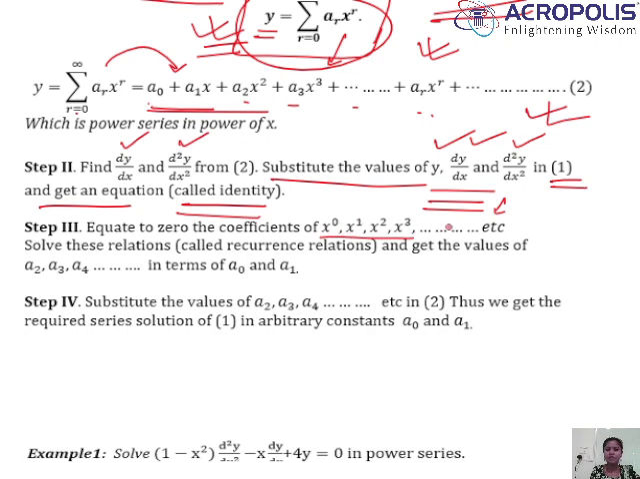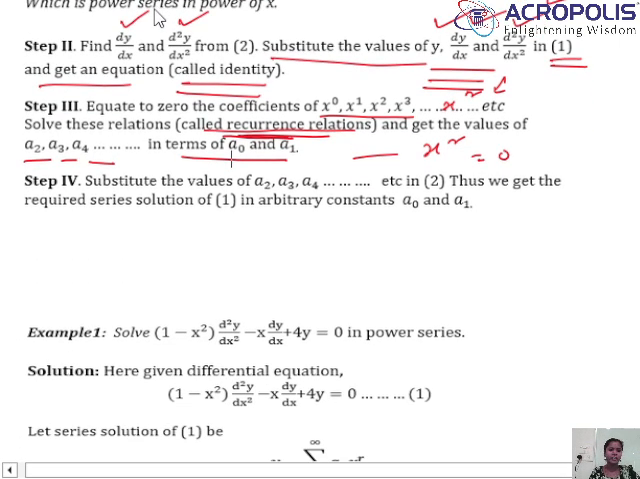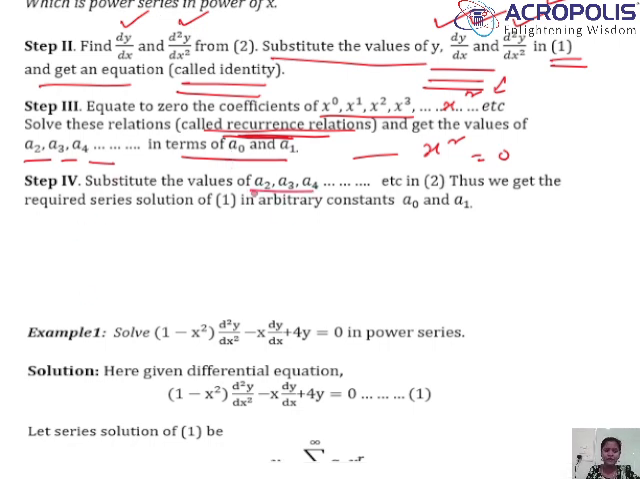When you substitute these values, then you get a2, a3, a4 in terms of a0, a1. You get a relation by substitution, called the recurrence relation. When you equate to 0 the coefficient of x to the power r, you get a relation which is called a recurrence relation, which gives a2, a3, a4 in terms of a0 and a1.